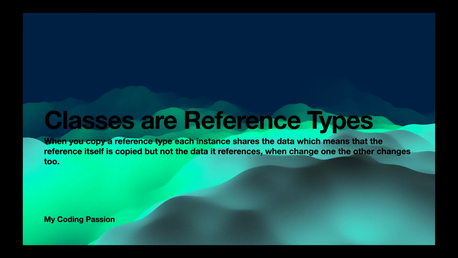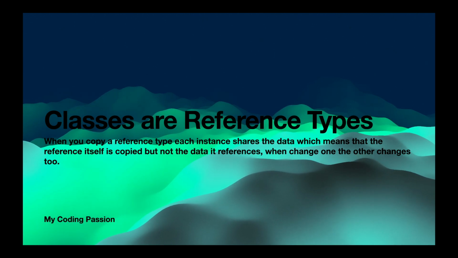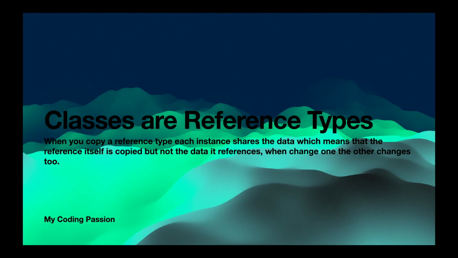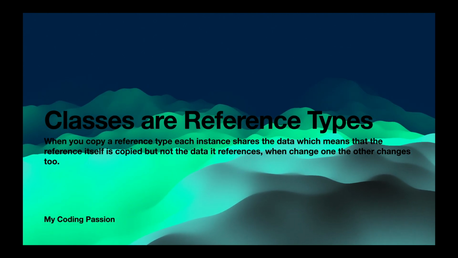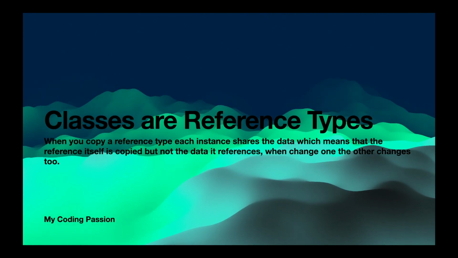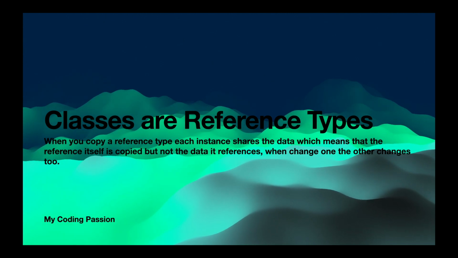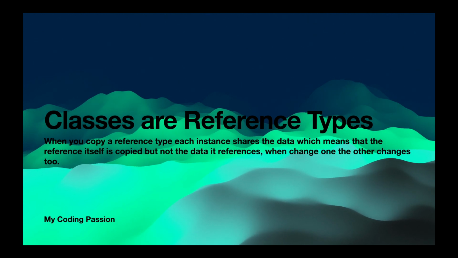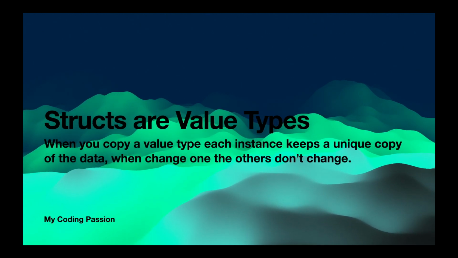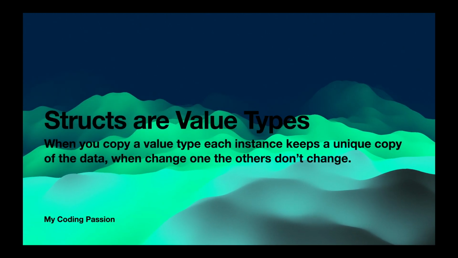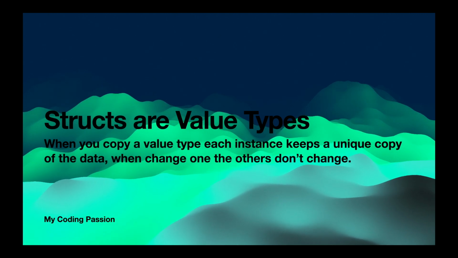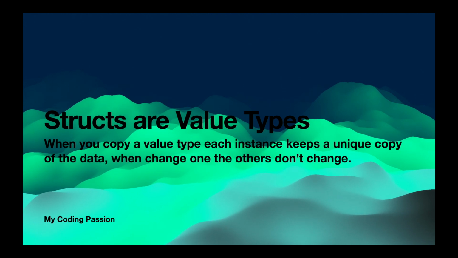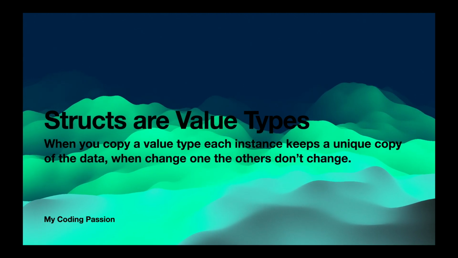To talk about the difference between classes and structs, I can tell you that classes are reference types. When you copy a reference type, each instance shares the data, which means that the reference itself is copied, but not the data it references. And when you change an instance, the other changes too. Whereas structs are value types. When you copy a value type, each instance keeps a unique copy of the data. And when you change one instance, the others do not change.